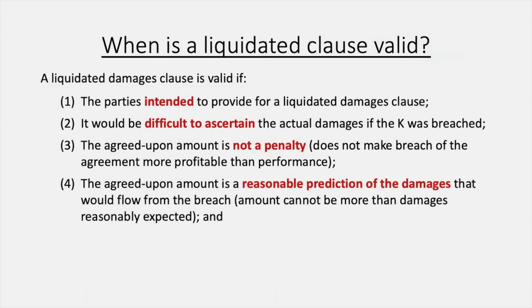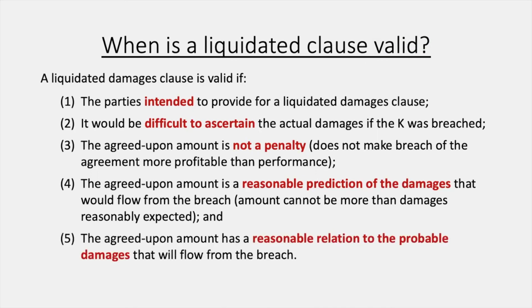And the agreed upon amount is a reasonable prediction of the damages that would flow from the breach. It can't be more than damages reasonably expected, right? So it usually will overestimate as well as underestimate what the damages could be. And then finally, the agreed upon amount has a reasonable relation to the probable damages that will flow from the breach. The three hardest ones to sometimes understand are 3, 4, and 5, where number 3 deals with we don't want them to have a windfall, so don't want to punish. So we need to find something that is going to be, again, the fourth one, an actual reasonable prediction of what the harm could be.